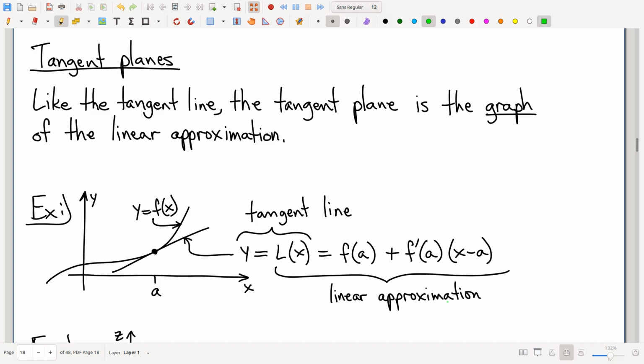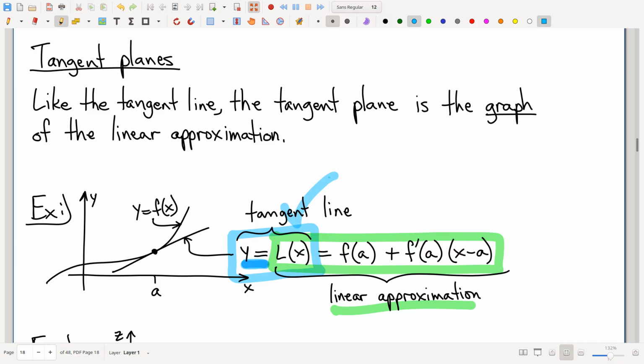So as we've discussed before, here is our linear approximation function for a single variable function. Again, the linear approximation is a function. It's not a line. There is a related line, and that is the graph of the linear approximation. The graph of the linear approximation is a line, and it's what we call the tangent line.